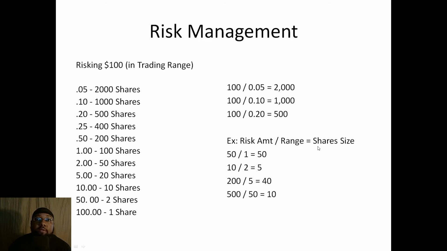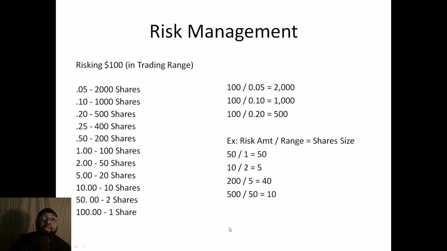your share size. So if you're risking $50, right, your trading range is $1, you would need 50 shares. If you're risking $10, your trading range is $2, you would need 5 shares. If you're risking $200 and your trading range is $5, you would need 40 shares. If you're risking $500, the trading range is $50, which means your stocks are pretty expensive. You're gonna just need 10 shares.